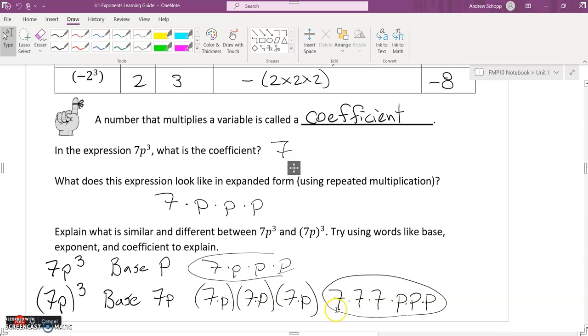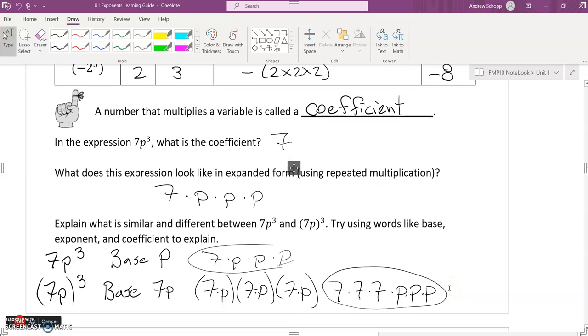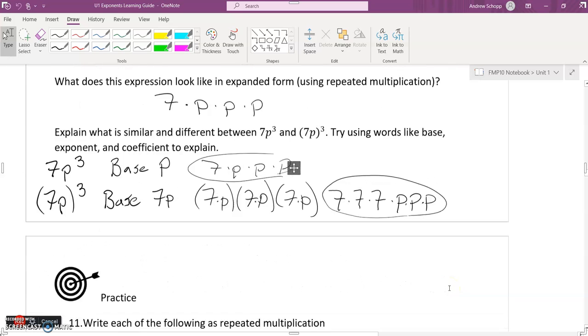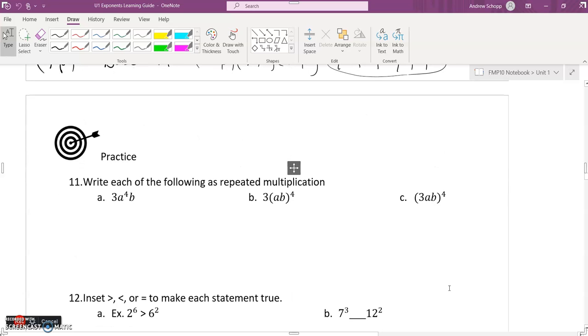And when we multiply those out and rearrange them a little bit, it looks quite different. So hopefully you can see those differences and make sure that you use them as you move throughout this unit. And you can dive into your practice questions.